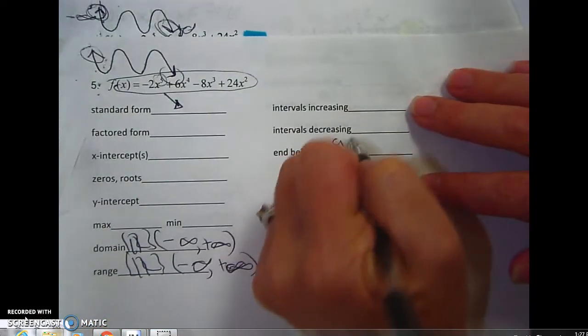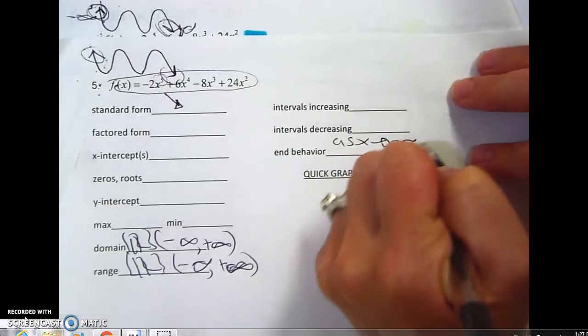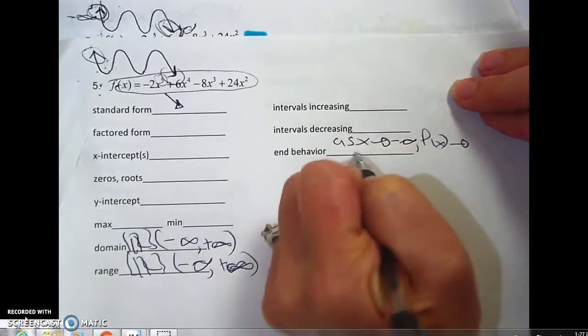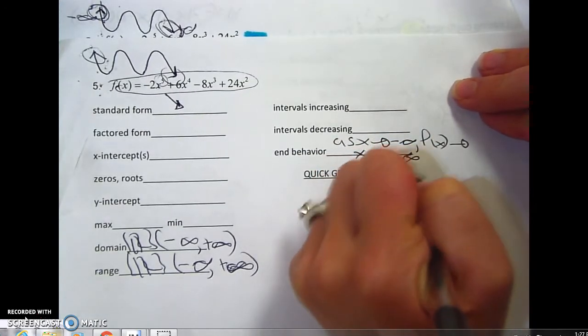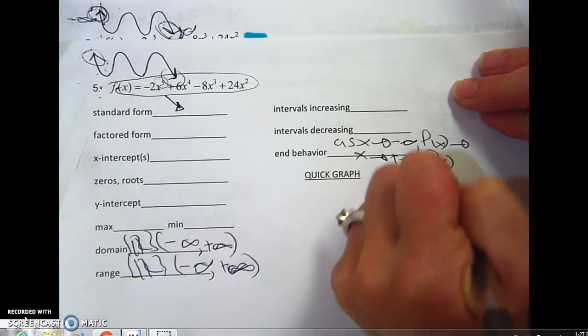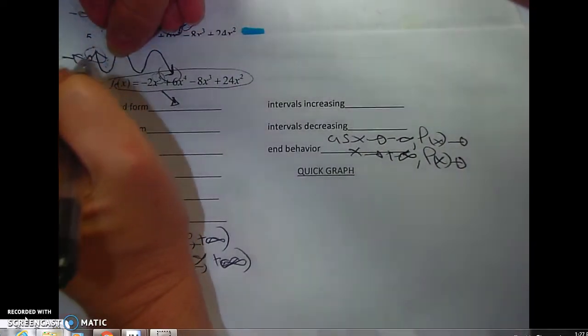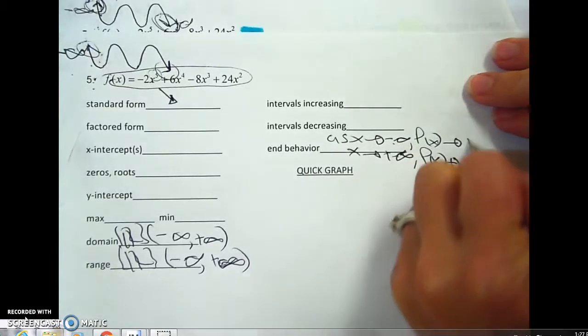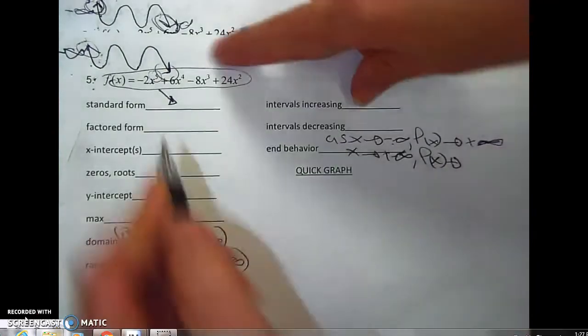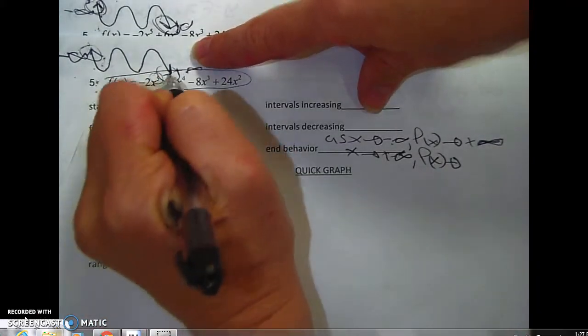End behavior: as x approaches negative infinity, f of x approaches... as x approaches positive infinity, f of x approaches... So let's look. On the negative side, it's going up. On the positive side, it's going down.